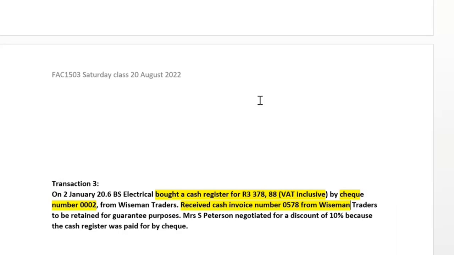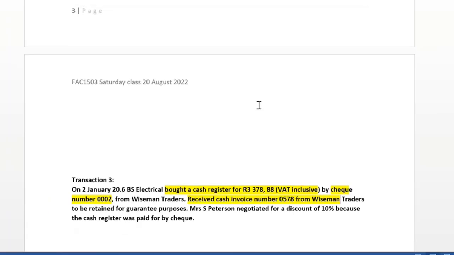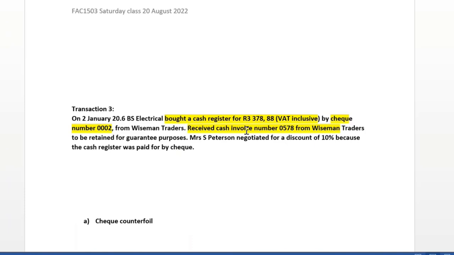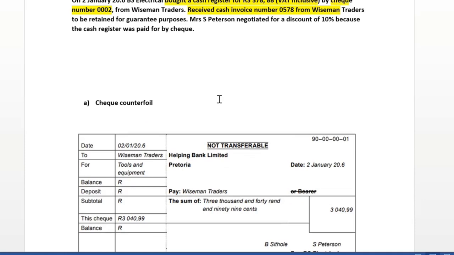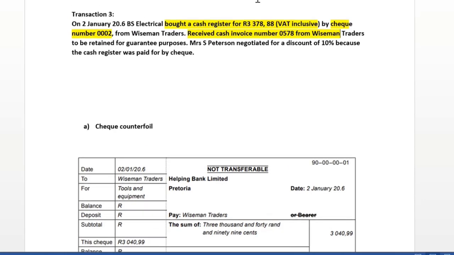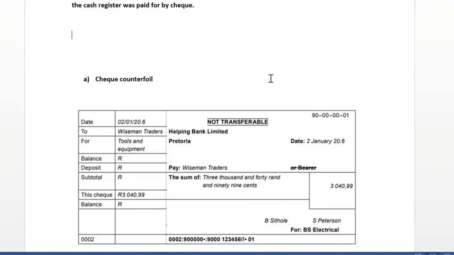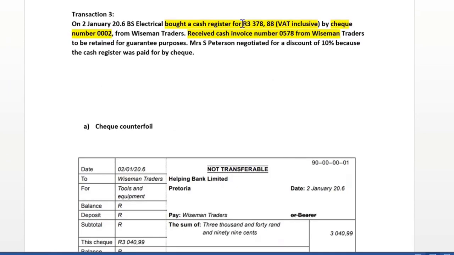So Desiree is already telling us, guys, that both are internal source documents. Do you agree? So guys, the answer is most of you are correct. The first source document is the check counterfoil. We issued a check for an amount of 3378.88 minus 10% discount. So this is the total invoice amount, but there was a 10% discount.